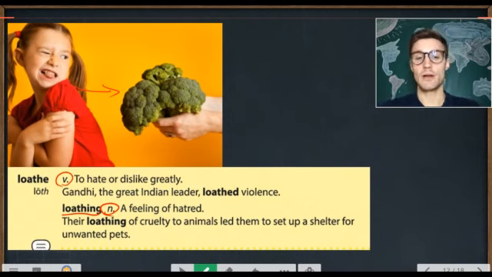Their loathing of cruelty to animals led them to set up a shelter for unwanted pets. I also have a loathing of cruelty against animals. Do you? Great.